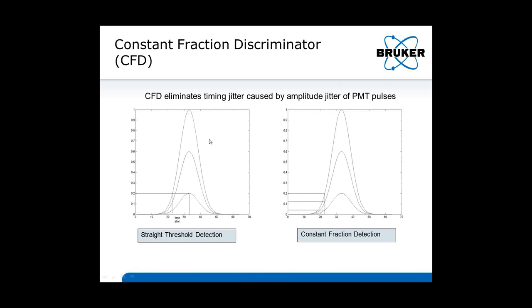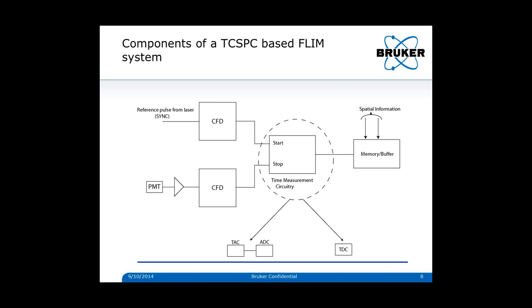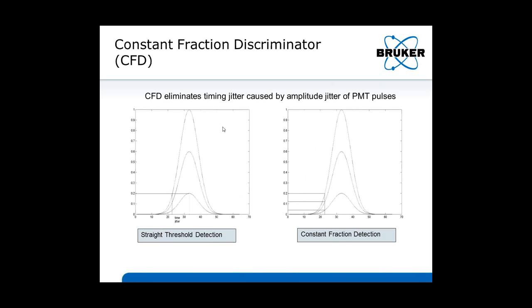So why do we, in this picture I showed these CFDs, or constant fraction discriminators. We need these guys because the pulses that we get from the PMT, they're all the same shape, but they're not all the same size. So these are pulses generated from a single photon event. But you can see a pulse could have only this much amplitude, or this much amplitude, or this much amplitude. So then if you use a straight threshold detector, the amplitude jitter in these pulses will be translated to timing jitter, and the lifetime values that we get will not be accurate.